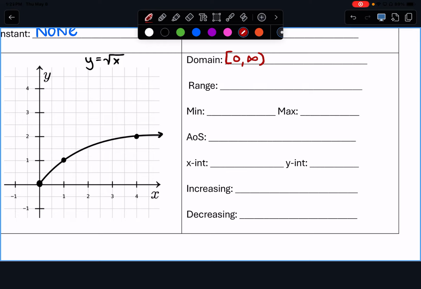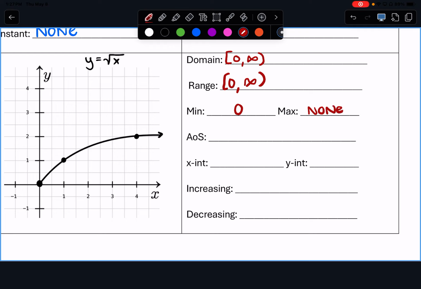Because close. Now, range. What's the bottommost y value? 0. And then it goes up for? Infinity. Yep. And then again, 0 gets a bracket. So what's our least y value for our minimum? 0. What's our greatest y value for our maximum? None. None, because it goes to infinity.